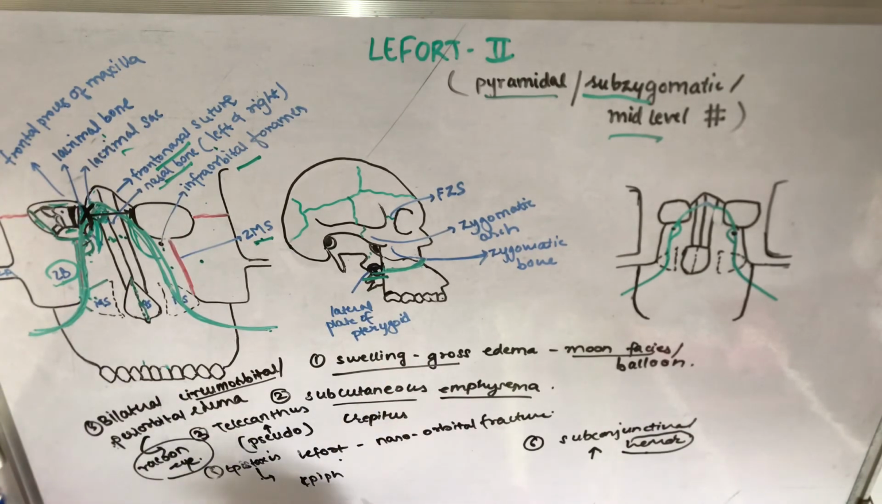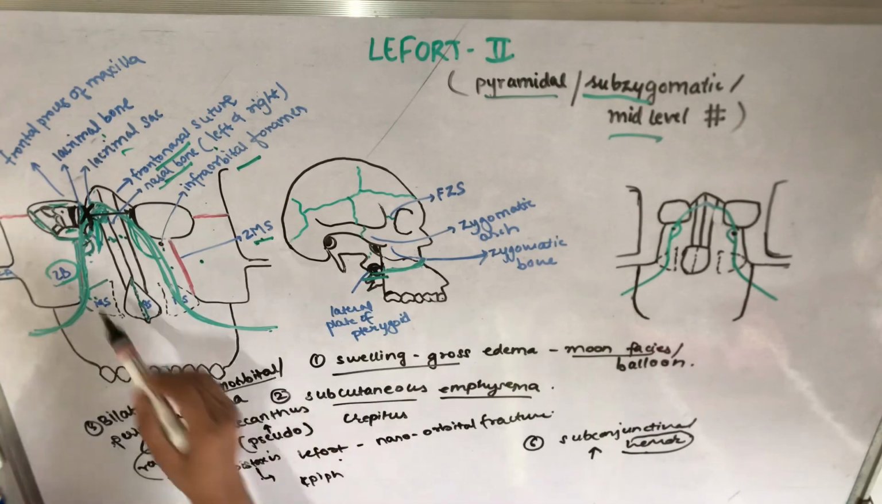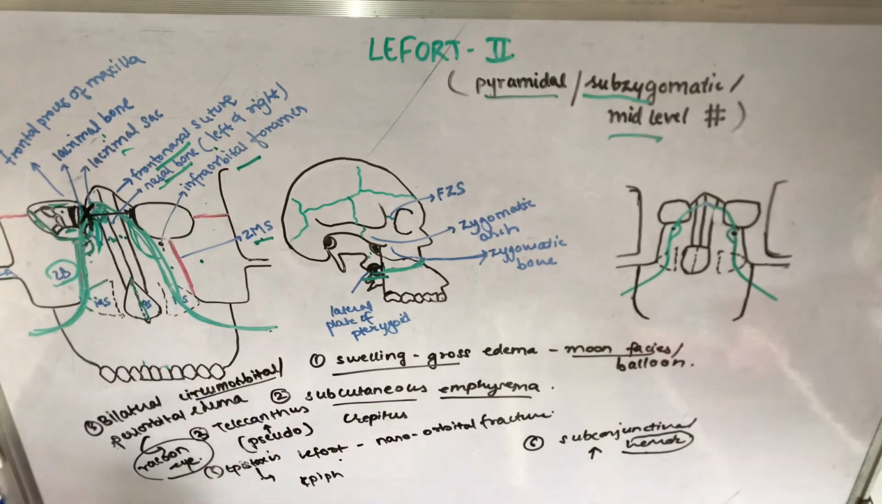The next one is you will see edema or chemosis of the conjunctiva. So there is edema of conjunctiva. Next sign is CSF rhinorrhea. So CSF rhinorrhea is nothing but the leakage of the cerebrospinal fluid through the nose. So you will see this cerebrospinal fluid coming in the form of liquid through the nose. So this is nothing but CSF rhinorrhea.